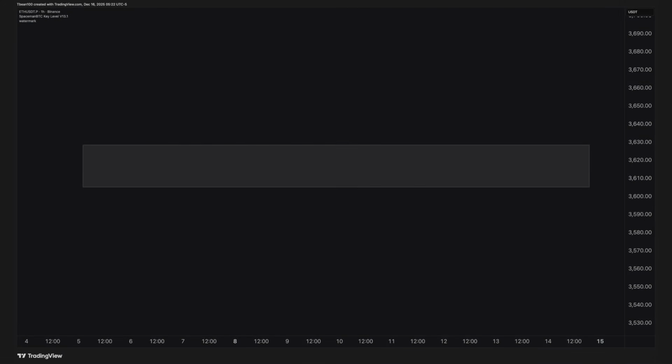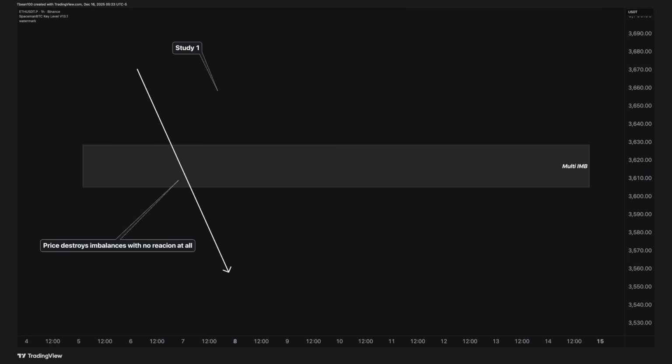Let's talk about a couple of simple tips and tricks when it comes to multi-imbalance points. As you know, these are very important price action concepts that help define our main points of interest when we are trading. But sometimes price can completely crush these areas and wipe out the imbalances with no reaction at all from the market. This is why I always say that if you are using only a single time frame, you need to be extra careful and be more selective.